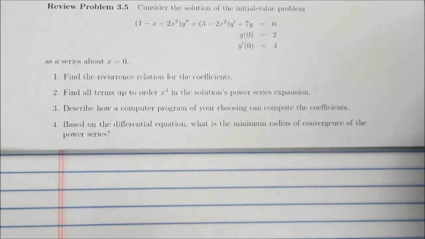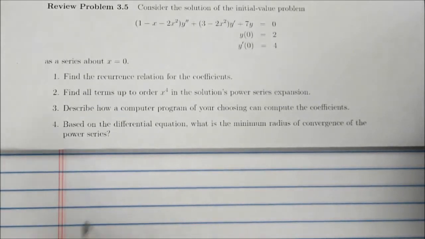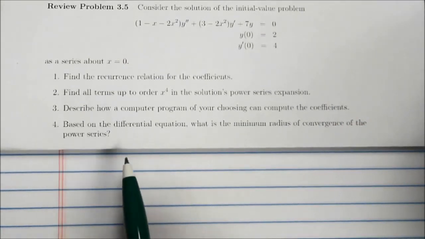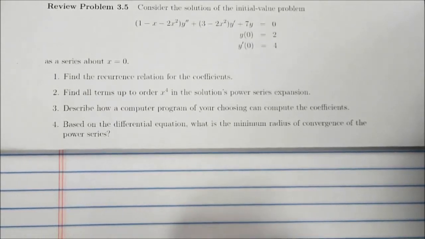Let's take a look at this initial value problem. We have (1 minus x minus 2x squared) y double prime plus (3 minus 2x squared) y prime plus 7y equals 0 with the given initial conditions. I'm going to do part 4 of this problem first. What is the minimum radius of convergence for this power series?